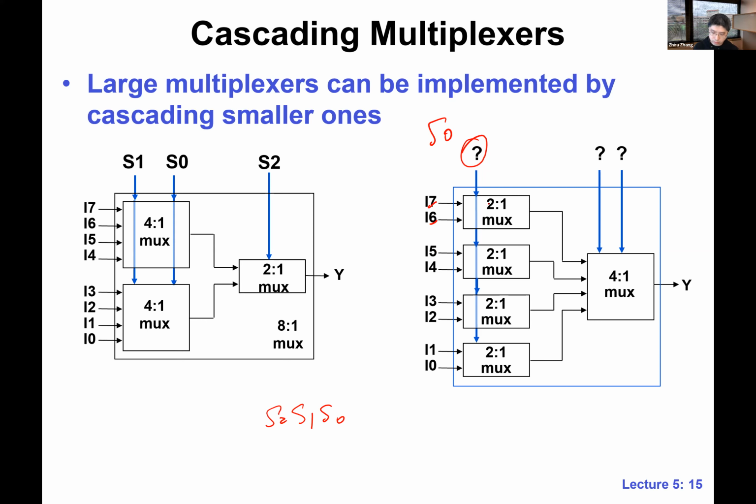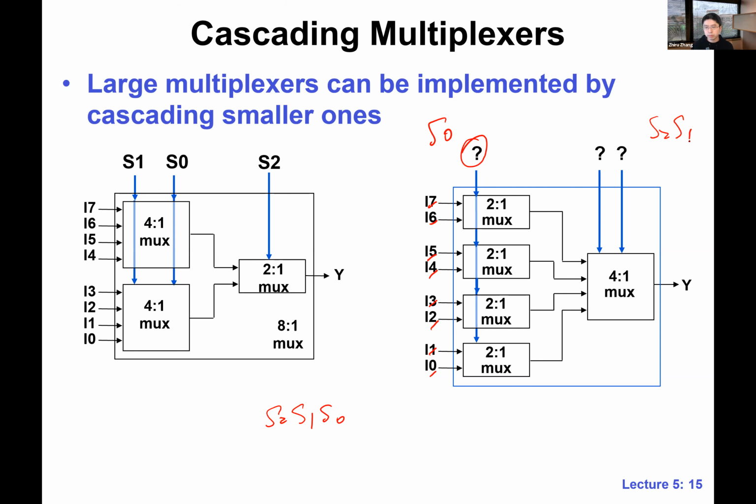Here, the 2 input mux is making a choice between odd and even indices, so basically the least significant bit for the input indices. That's why we put S0 here. Of course, we need S2 and S1 for making selection for the 4 input mux. I'll let you figure out whether we have S2, S0, or S2, S1, or S1, S2.